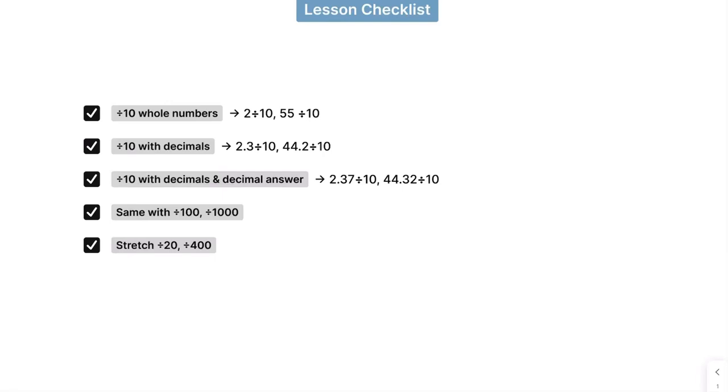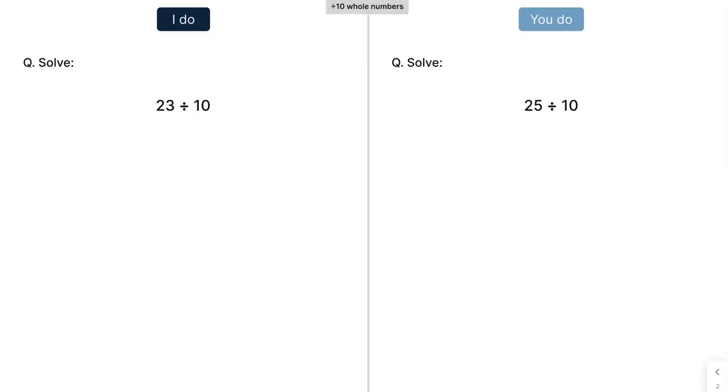So in this video, we're going to look at dividing by 10, 100, and 1000. We're going to look at various different types of examples, including decimals and whole numbers. Also going to go on to looking at dividing by 20 and 400. This is quite a comprehensive video covering all sorts of examples you need to tackle exam questions.